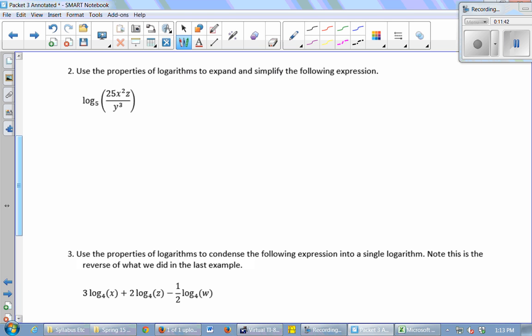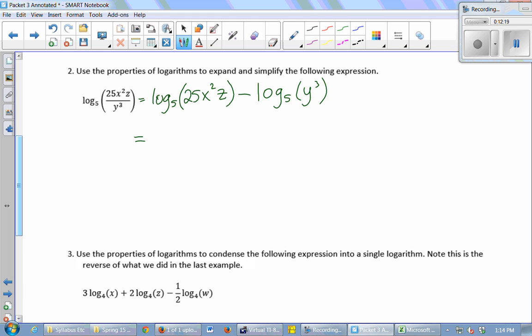So the first thing I notice is that this is a quotient, so I'm going to do the quotient rule first. I can take the log of the top and the log of the bottom and subtract them. So this is log base 5 of 25x squared z minus log base 5 of y cubed. All right, I'm not done expanding. I'm going to do one more step in the next line.